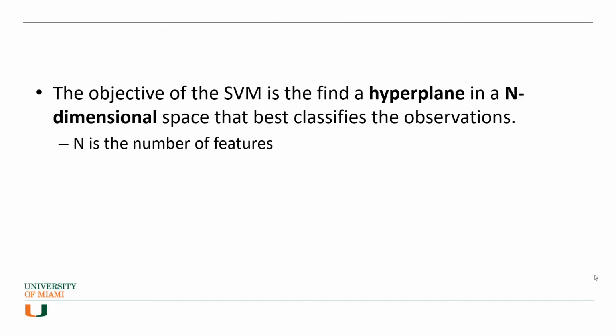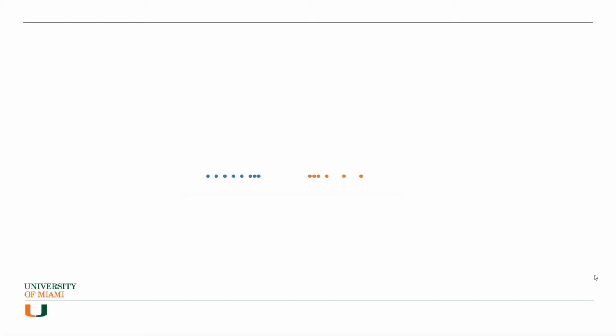The objective of a support vector machine is to find a hyperplane in an n-dimensional space that best classifies the observations. And here, n is the number of features. Let me show you what this means with an example. If you have a data set that only has one feature, say the age, and two classes, say whether the person is old or young, you can classify people by their age, here shown by the two colors blue and orange.